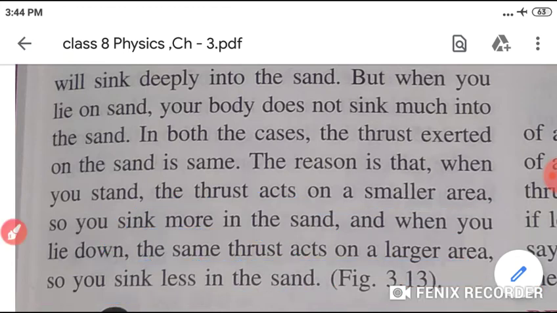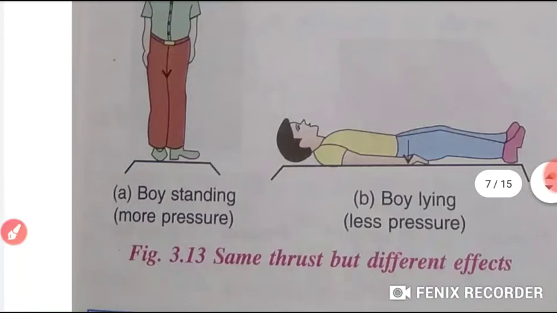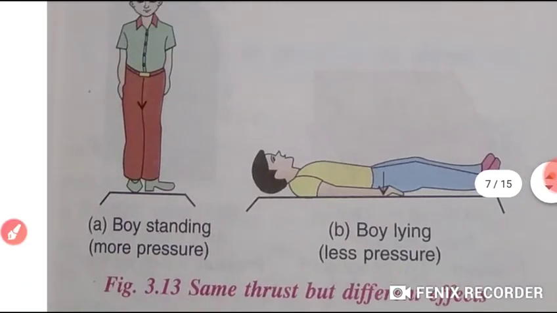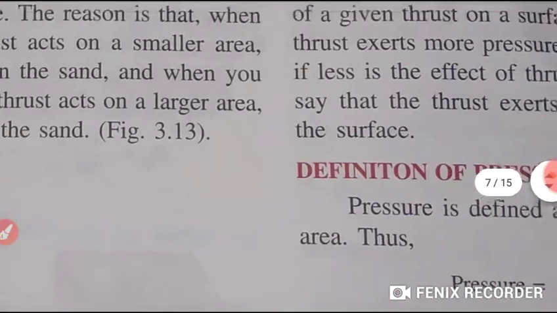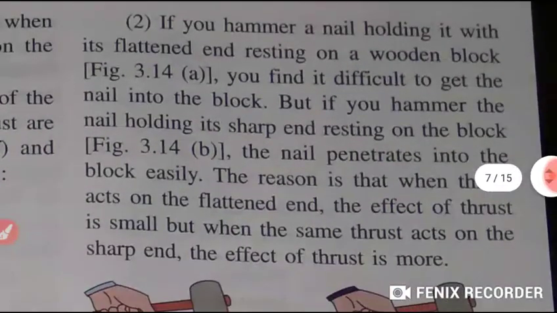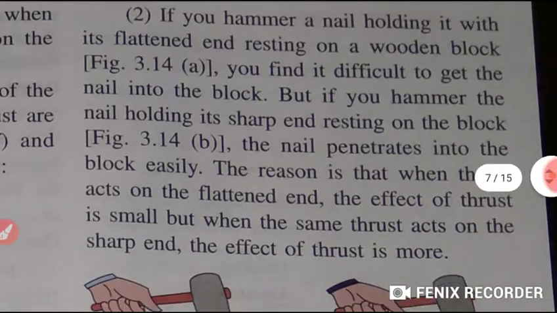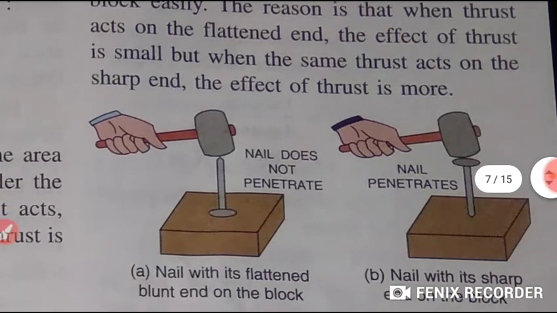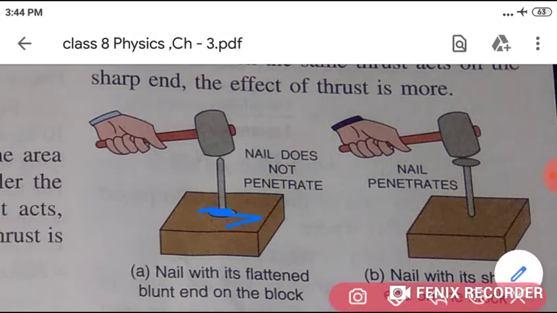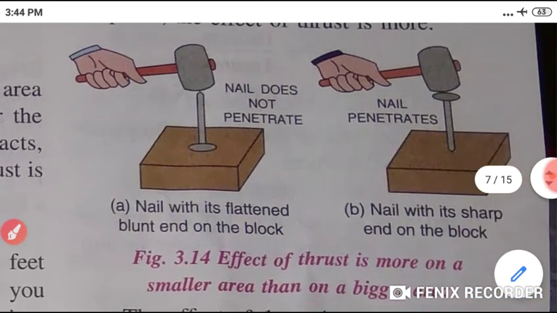Okay, same way here. Just have a look at the diagram. Now, in the next example, students, you see, if you hammer a nail holding it with its flattened end like this, just see figure A and the second figure: a nail with its flattened blunt end on the block, and here the pointed tip, a nail with its sharp end on the block.